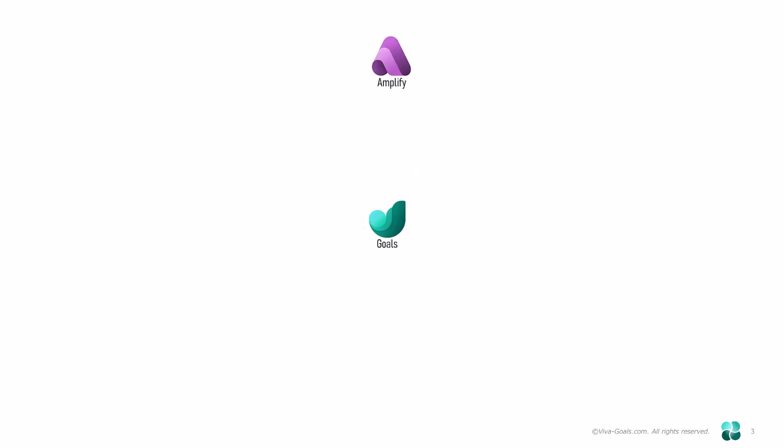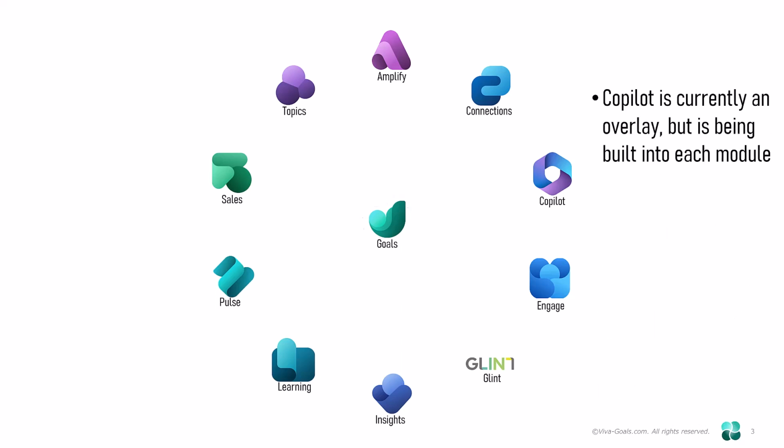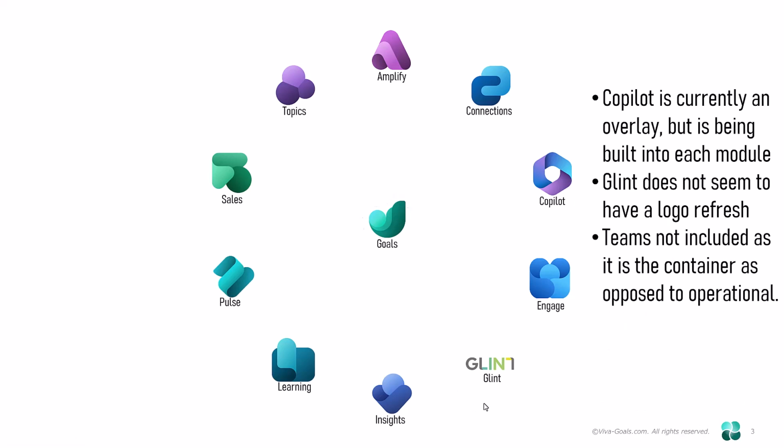And then surrounding that, in no logical order other than alphabetical, are a series of modules that make up Viva suites. Now, I'm going to go through each one in a second, but I just want to outline that first, Copilot is not actually formally an element of Viva suite, but because it's being overlaid into every single module, I've included it here because it's an important touchstone on using AI. Secondly, Glint is the one that stands out. It's got a logo that doesn't quite work with the others. I'm sure its refresh is in the way, and so I apologize that this video will get dated once that gets released. And then finally, I've not included Teams.